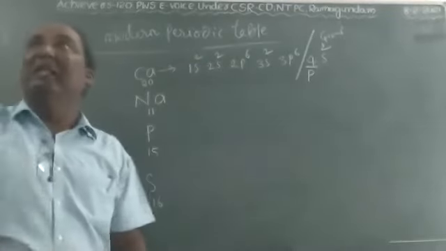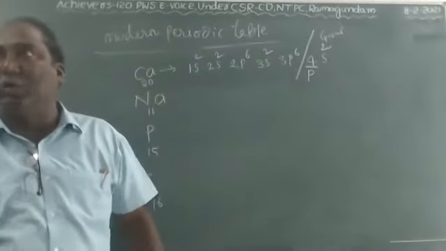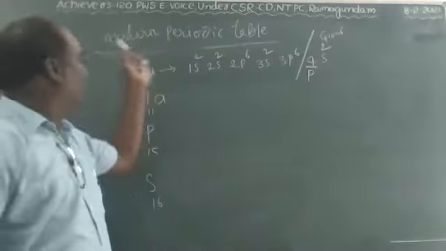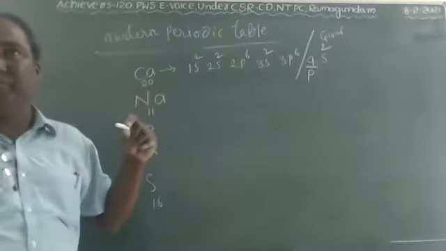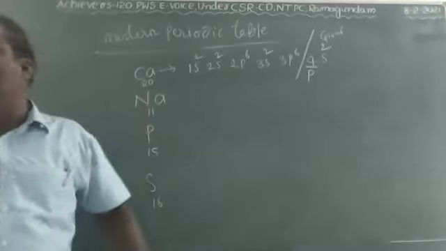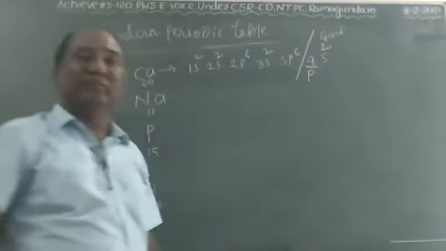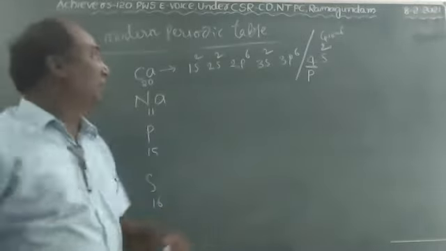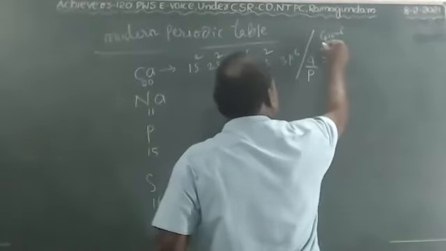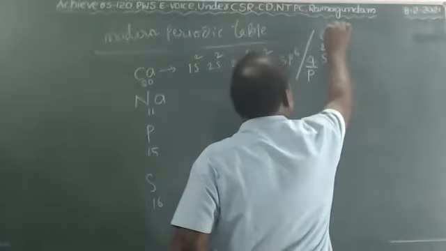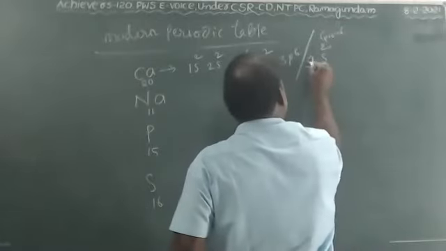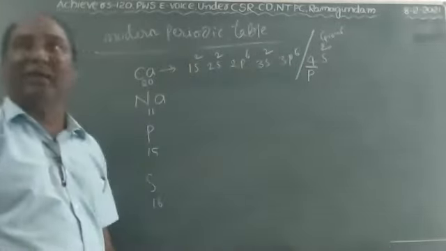Second group means check the vertical columns. In the second group vertical column, is calcium there or not? And check the horizontal rows, whether calcium belongs to the fourth period or not. Check it once. Have you understood, children? The electrons number expresses the group number, and this number expresses the period number.